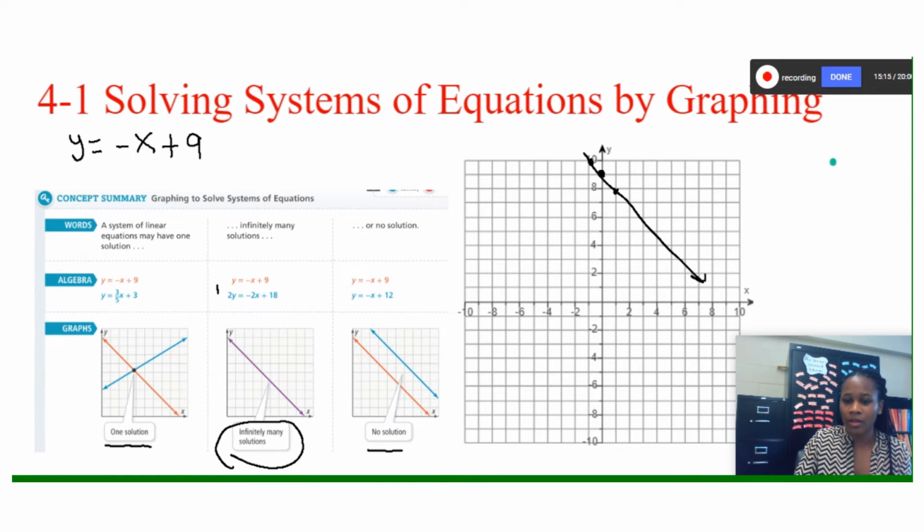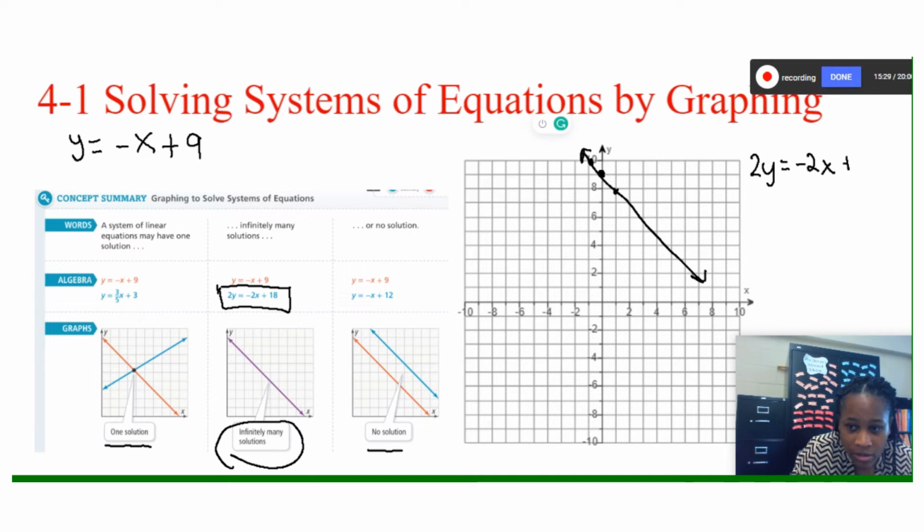All right. And then I'm going to go ahead and graph this other system right here, which says that 2 times y is equivalent to negative 2 times x plus 18. So I want to put this into slope-intercept form, y equals mx plus b format. So that's the slope-intercept form.